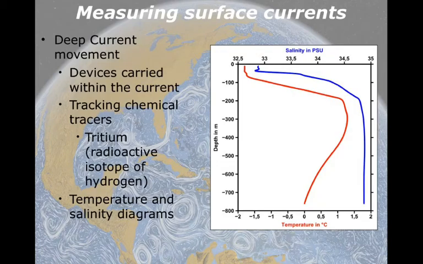Hopefully you remember this from chapter 5. This diagram is an example of a depth profile, and we use these to look for water masses. We can also use them to look for currents. Currents are movement of water masses. So some of the deep currents are measured by looking at depth profiles, but we also let devices go in them.